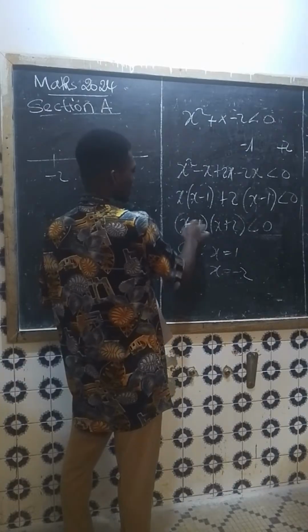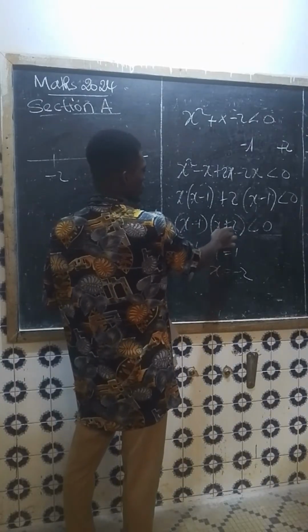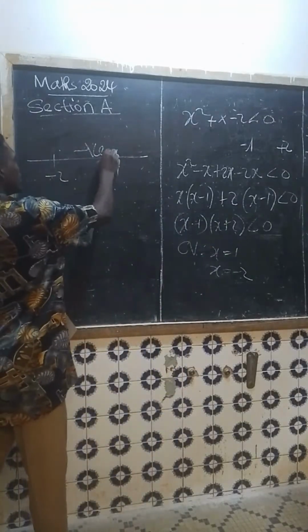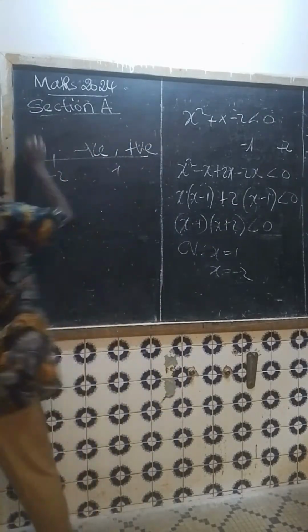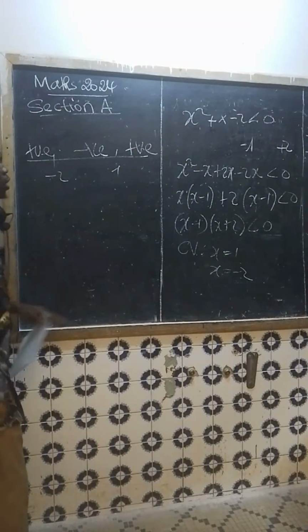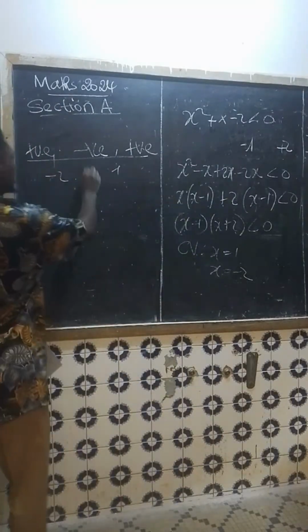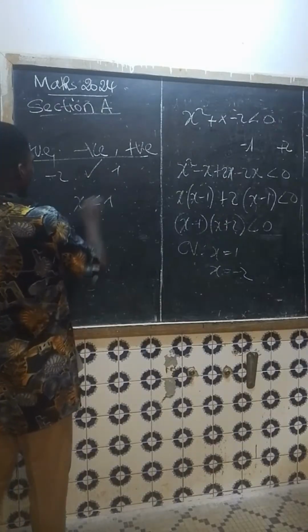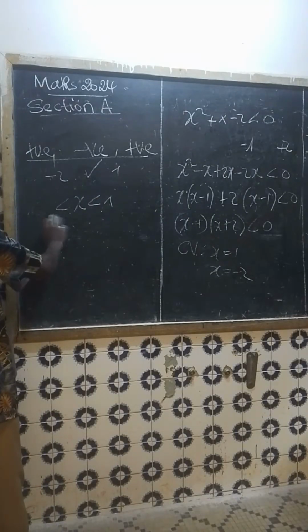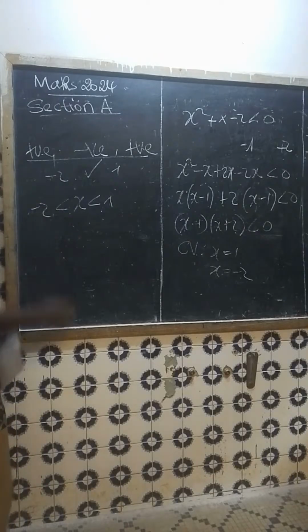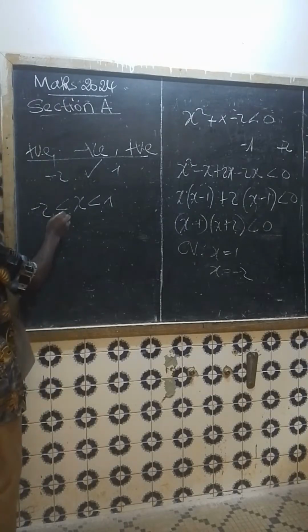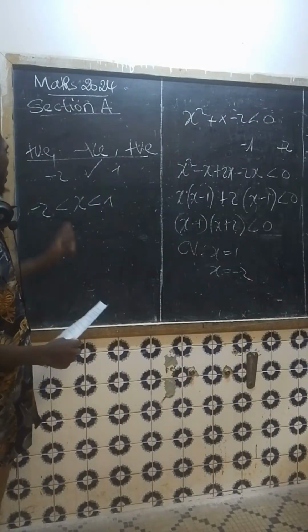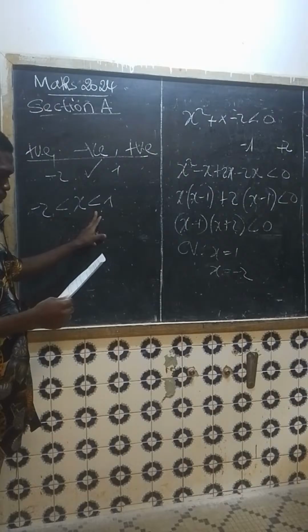0 minus 1 is negative. 0 plus 2 is positive, so the overall is negative. We'll put negative here, and alternate, positive here, positive here. Now, for it to be less than 0, it must be negative. So the range is x less than 1, greater than negative 2. Before we can include the equal, we can also test the critical value, but nonetheless, it's okay like this.